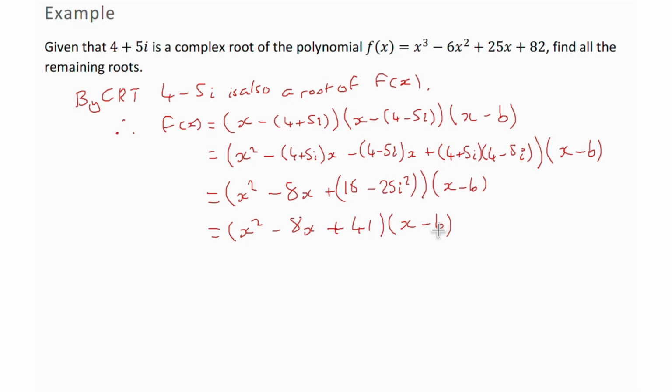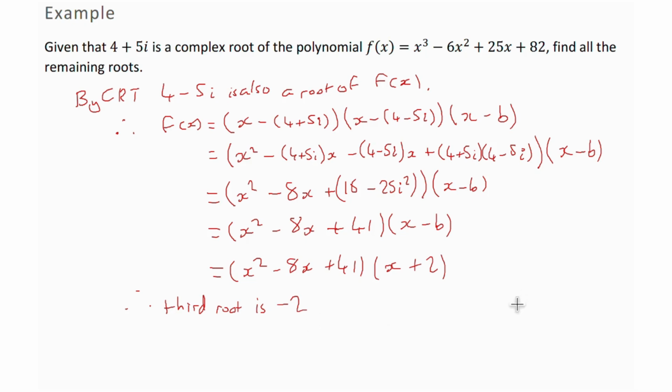So what does b have to be? Well, we know that when we expand this, we're going to get 82. So that means that we've got to have x squared minus 8x plus 41 times by x plus 2 to get that 82. That means the third root is minus 2. So we found our 3 roots, 4 plus 5i, 4 minus 5i, and negative 2.